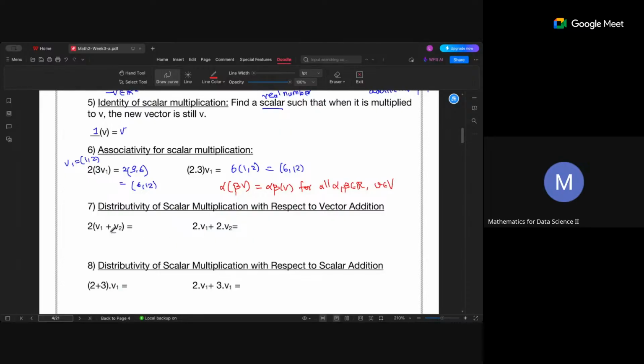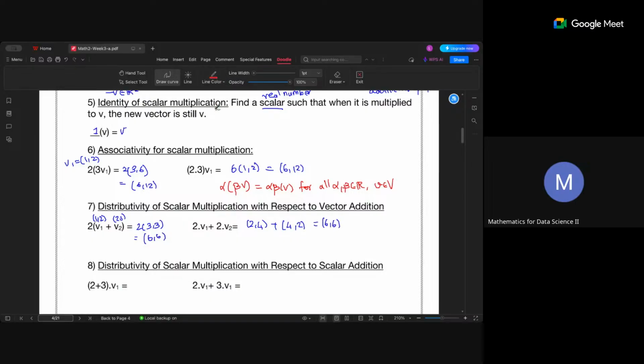Okay. Fine. And here we have two distributive properties. One is with respect to vector addition, one is with respect to scalar addition. So what is V1? V1 is (1, 2), V2 is (2, 1), and the sum is (3, 3). Right? So you have (6, 6). Now, what is 2V1? 2V1 is (2, 4), and 2V2 is (4, 2). Again, the sum is (6, 6).